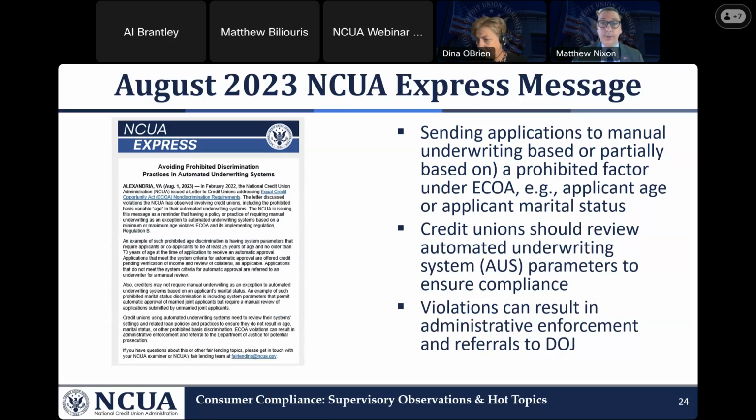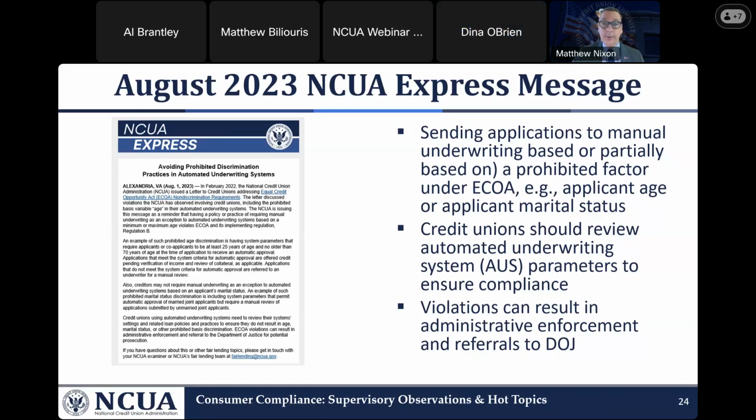First, I want to bring to your attention an August 2023 NCUA Express message. The message references a 2022 letter to credit unions the NCUA issued. My team and regional examiners have identified a number of credit unions violating the Equal Credit Opportunity Act's, or ECOA's, anti-discrimination requirements in their use of automated underwriting systems.